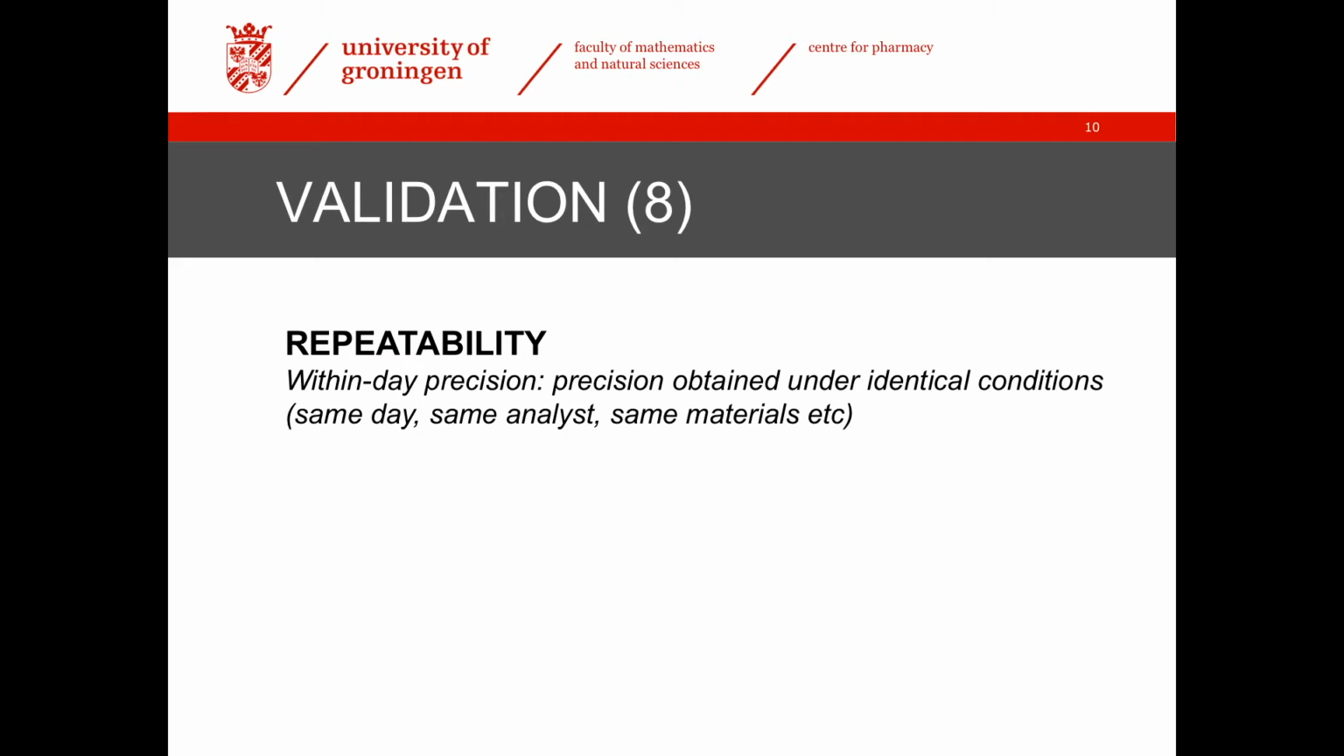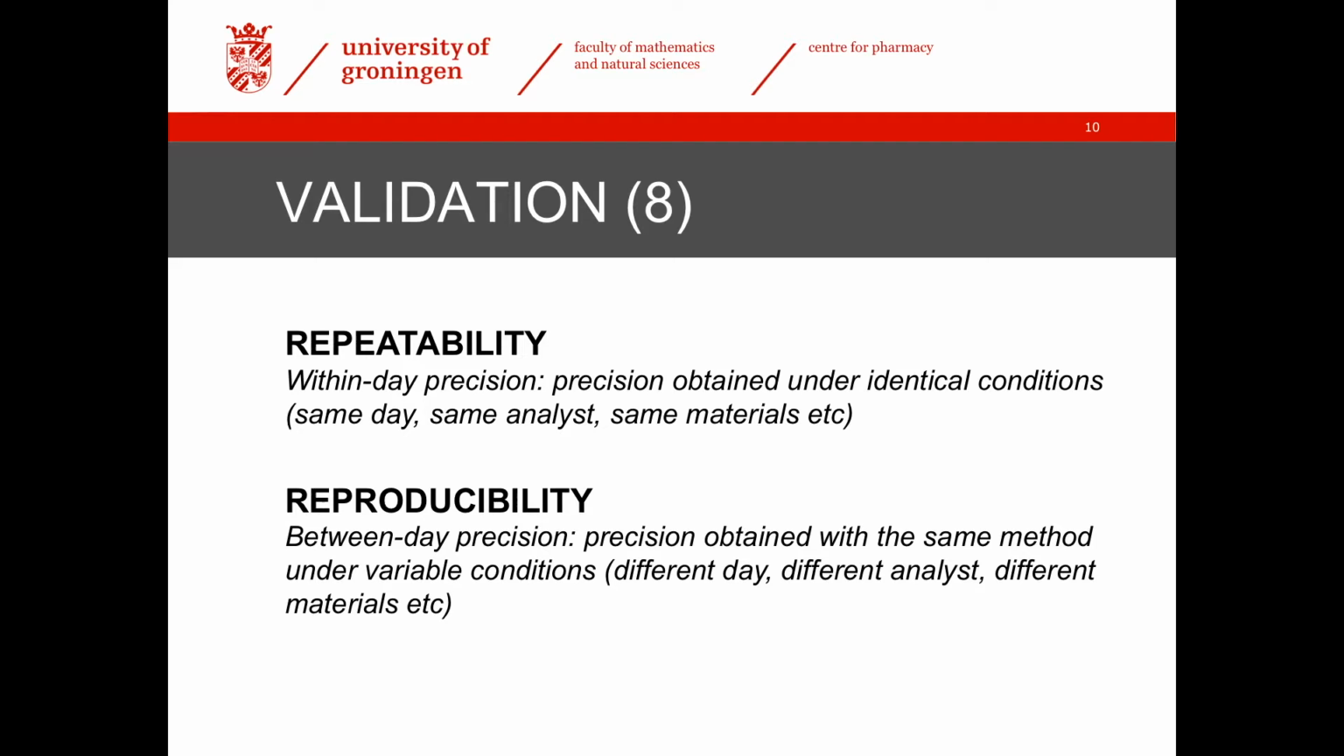Precision can be subdivided. Repeatability, or within-day precision, is the possibility to properly repeat a measurement under identical conditions. And reproducibility, or between-day precision, is the potential to have a result reproduced by the same method, but under other conditions, such as another analyst or other materials.